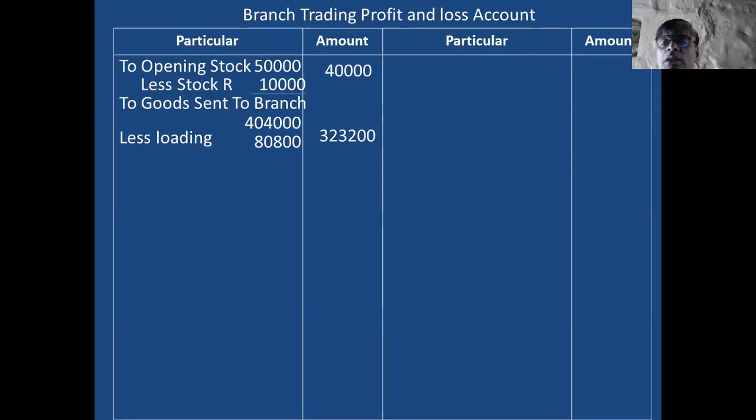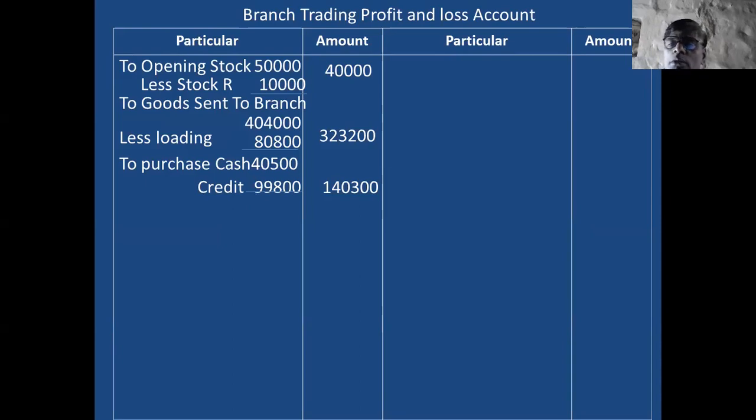In this problem, purchase is given, so you take purchase also. To purchase, cash purchase is 40,500. Credit purchase is 99,800. Okay. You take the total, that is 1,40,300. 1,40,300 is the total purchase. There is no return. Clear? Then the debit side items completed, now goes to the credit side.